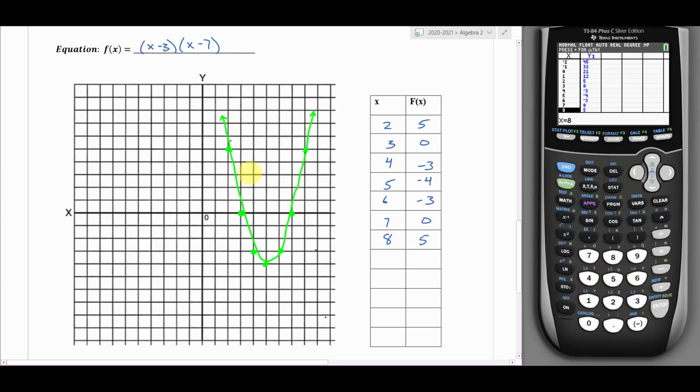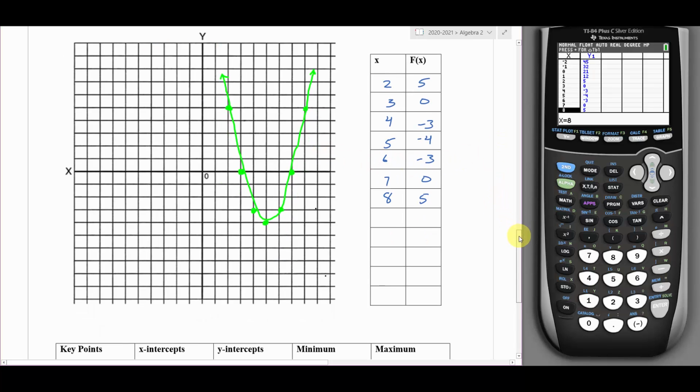There we are. So that's a nice parabola. And we've seen this shape before. Hopefully you remember this from Algebra 1 where you've seen a parabola before. Notice again I put the arrows on the end just to indicate that this parabola keeps going up forever and ever.